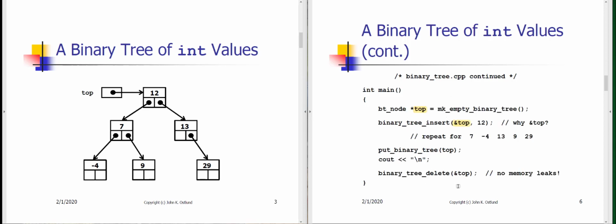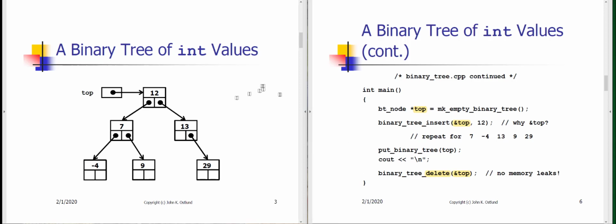Then finally, when we're done using our tree, we want to delete the tree in the same way that we deleted our linked list so that we don't have any memory leaks if we expand this main function to do more things. And because, of course, deleting the tree is going to entail changing the top header node to null when we're done, we're going to pass in the address of top to that binary tree delete function.